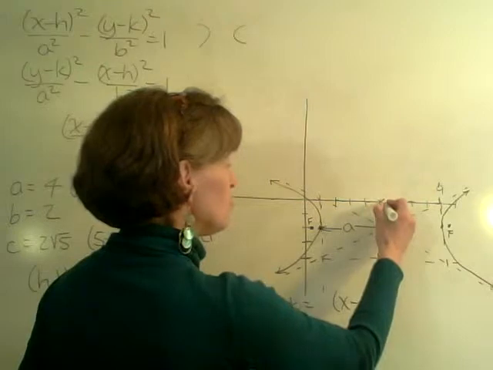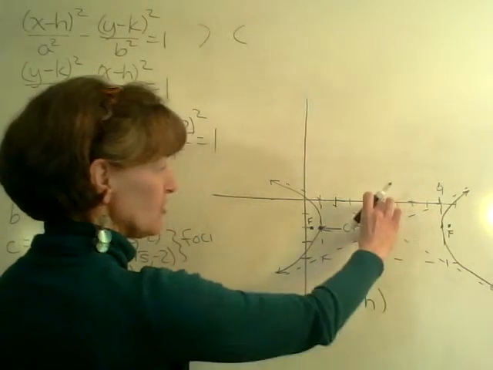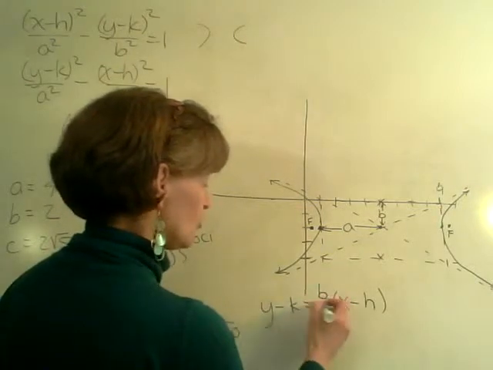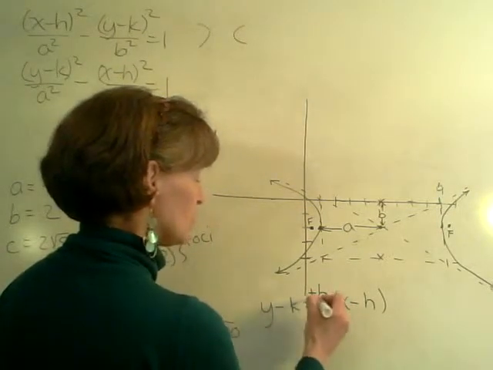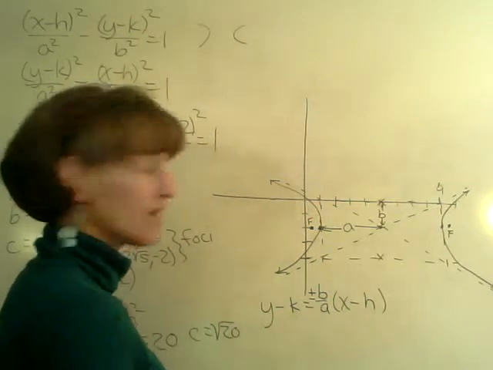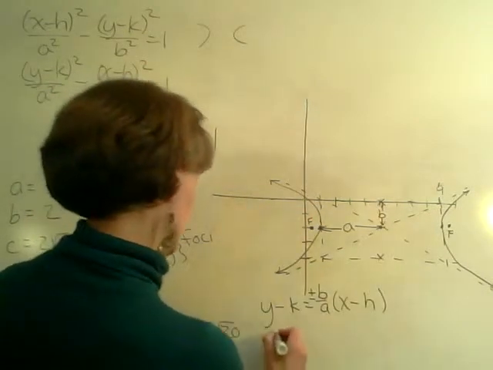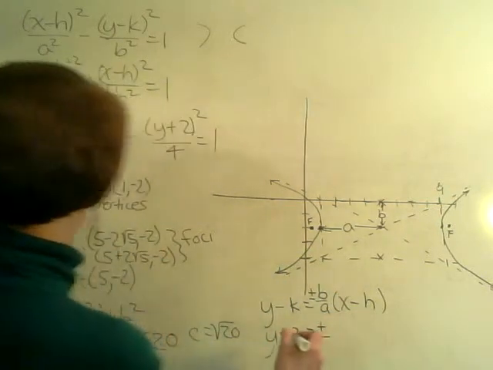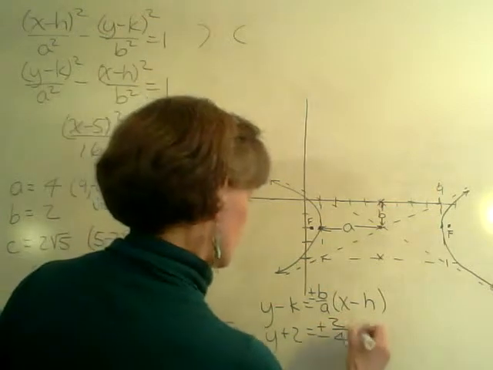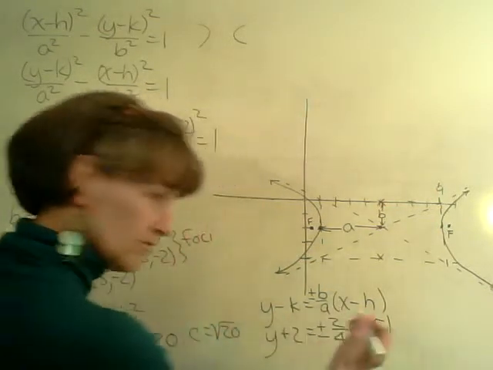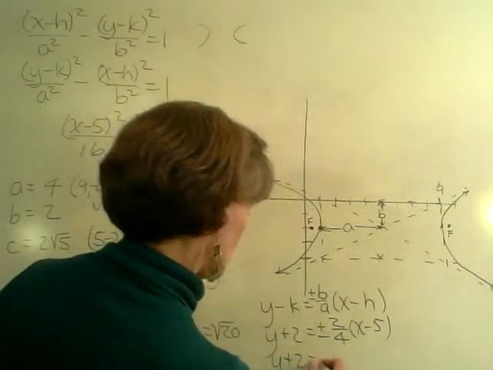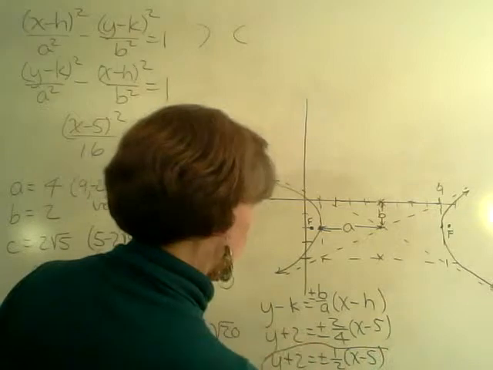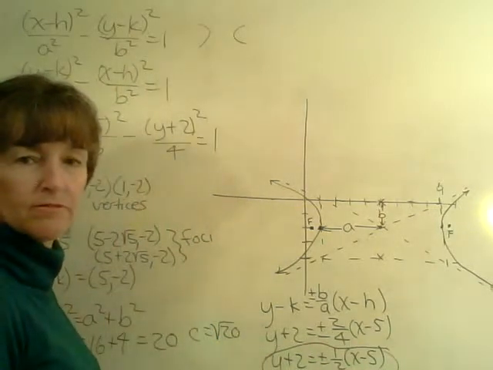B doesn't really give me a point on my curve, but it's this change right here. So slope is b over a, change in y over change in x. And one line's positive and one line is negative. All right, so for this equation, I have y plus 2 equals plus or minus 2 over 4 times (x minus 5). Or, clean this up a little bit, y plus 2 equals plus or minus 1/2 times (x minus 5). These are my asymptote equations for my curve.